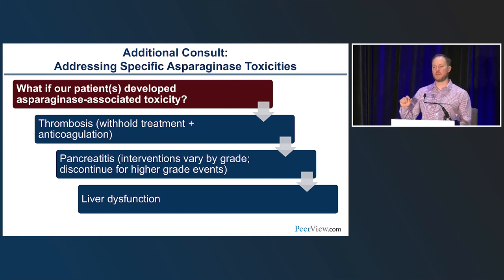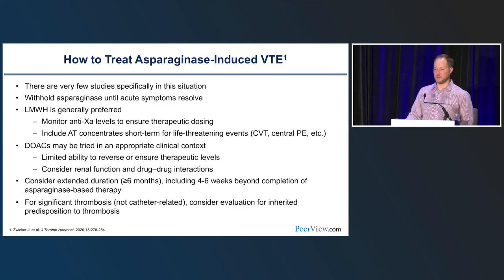Rachel already talked a little bit about some of these toxicities, and we want to get through this in the best interest of getting to the questions, which I think there are so many good ones on here. There's no way we can get through them all, but we're going to get through as many as we can. So what if our patient developed asparaginase-associated toxicity, thrombosis? We think about withholding treatment and anticoagulation. We'll talk about this. Pancreatitis, which Rachel mentioned. These interventions do vary by grade. And then we talk about the really severe events and how we would deal with that. And then liver dysfunction, which Rachel had talked about already.